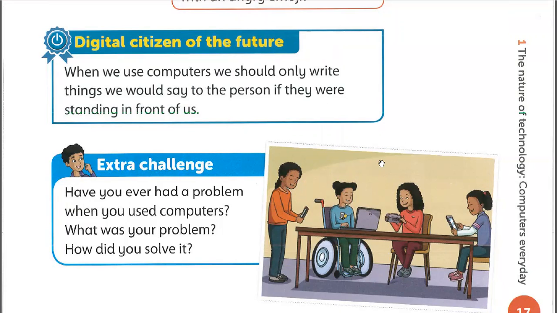Have you ever had a challenge or a problem when you use computers? What was your problem? How did you solve it? There are many problems that come when you use a computer. There is sometimes an internet problem, sometimes your Windows is not working properly. You can always ask for help from your elders. They will help you and guide you to solve your problem.